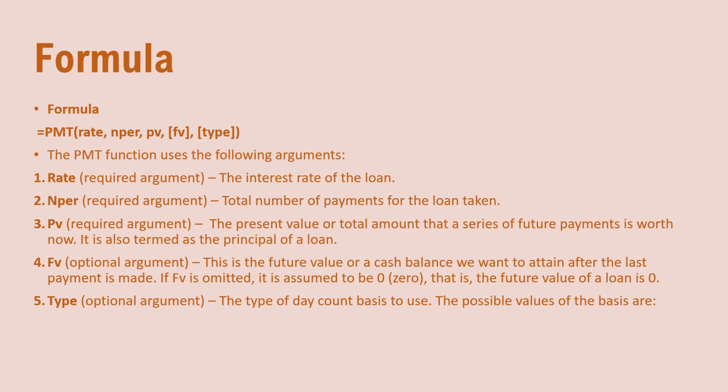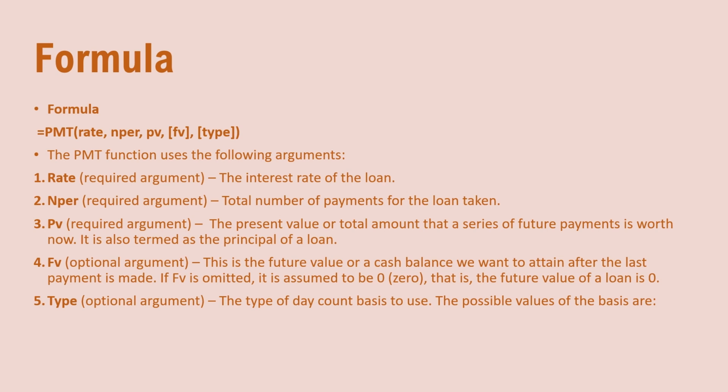Here is the formula: PMT, which includes the rate, NPER, PV, FV, and type. So the PMT function uses the following arguments. You have the first one, rate. It is a required argument. So this is the interest rate of the loan. Next, we have NPER. It is also a required argument. It is the total number of payments for the loan taken.